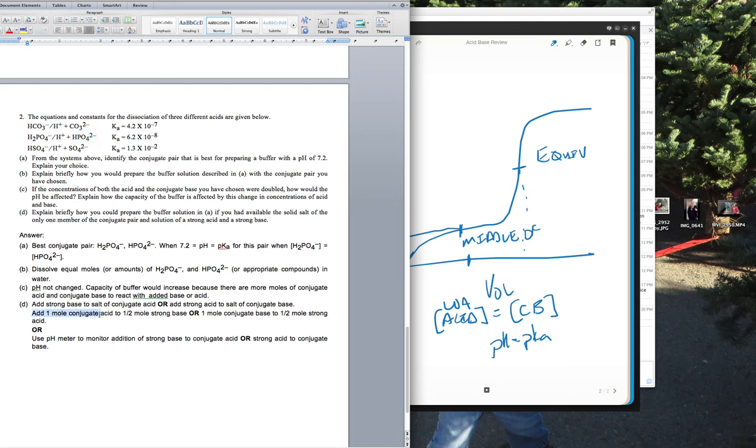They said you add 1 mole of the conjugate acid to 0.5 mole of the conjugate base, the strong base. Great, that was also acceptable. Same thing. Use a pH meter to monitor the addition of a strong base to a conjugate acid or a strong acid to a conjugate base. So you can see there were a whole bunch of different ways to do it. You just had to pick one of them and you would have been correct.